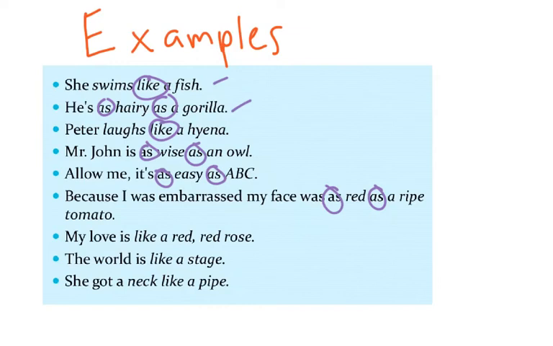My love is like a red, red rose. The world is like a stage. She got a neck like a pipe. So we can see those are comparisons, and they're to things that we know about.